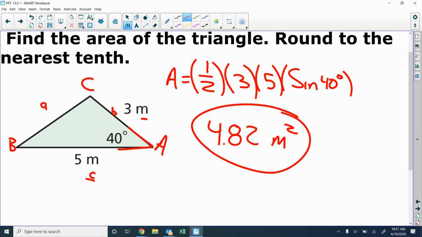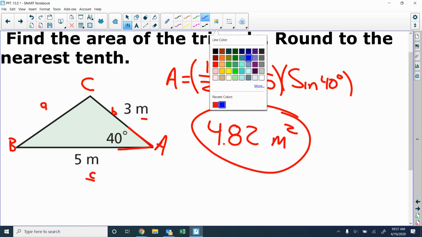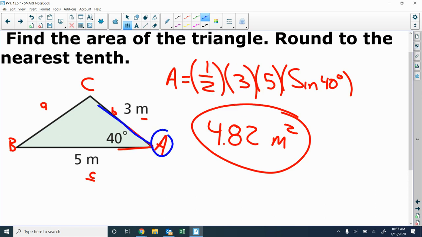So the area of that triangle is 4.82 meters squared. Again, you've got to have that sandwich. So take note: I have angle A, so I need the sides that make a little sandwich. Put a little peanut butter and jelly in there and have some fun with it. Okay, so that's area of a triangle. Hopefully everybody feels okay there.